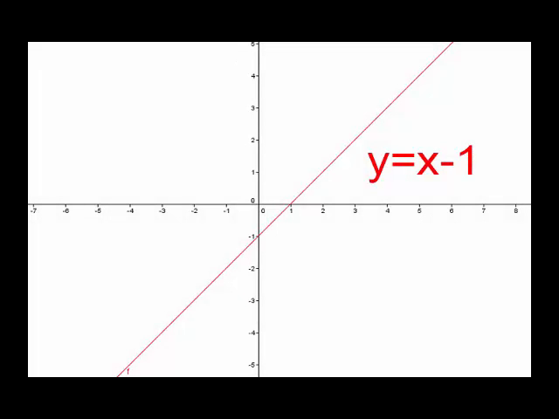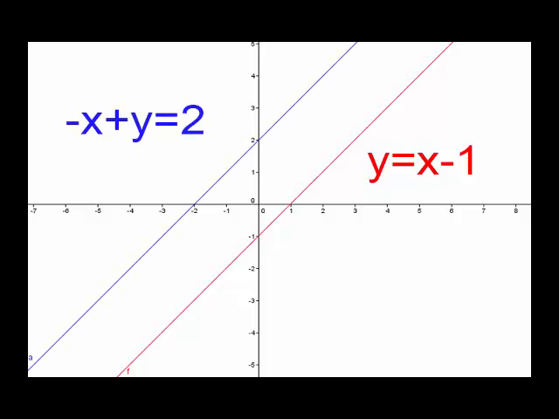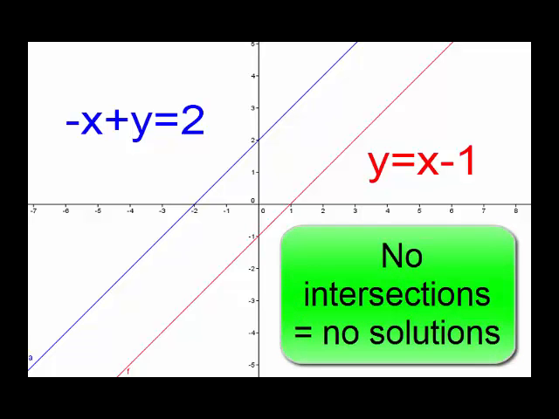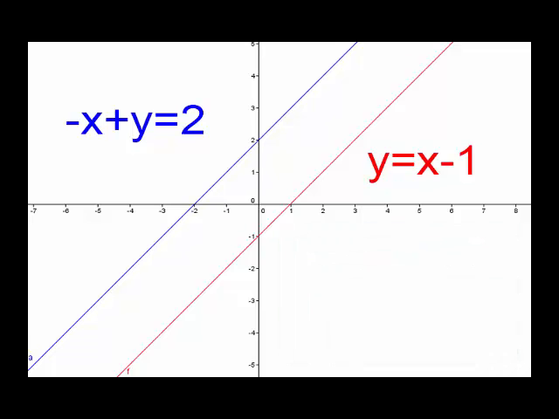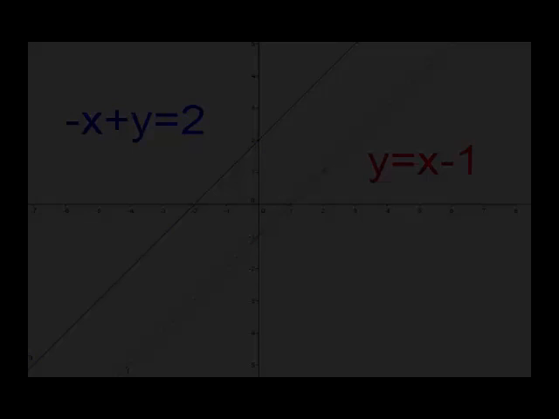So here you have 2 equations, y equals x minus 1 and negative x plus y equals 2. You'll notice that they don't touch at all. They're parallel. So there's 0 solutions to this. Normally, the answers to both of these equations would be where the 2 lines cross. But since these 2 lines don't cross anywhere, there is no solution.